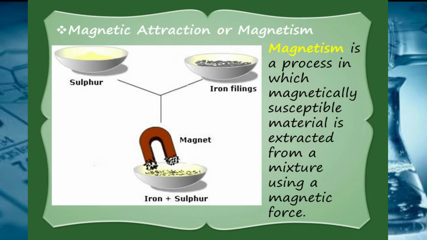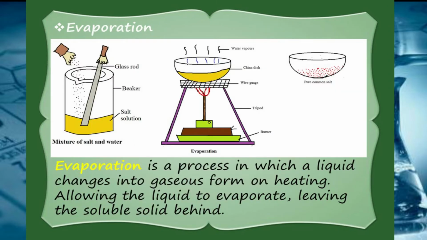Magnetic attraction or magnetism. Magnetism is a process in which magnetically susceptible material is extracted from a mixture using a magnetic force. Evaporation. Evaporation is a process in which a liquid changes into gaseous form on heating, allowing the liquid to evaporate, leaving the soluble solid behind.